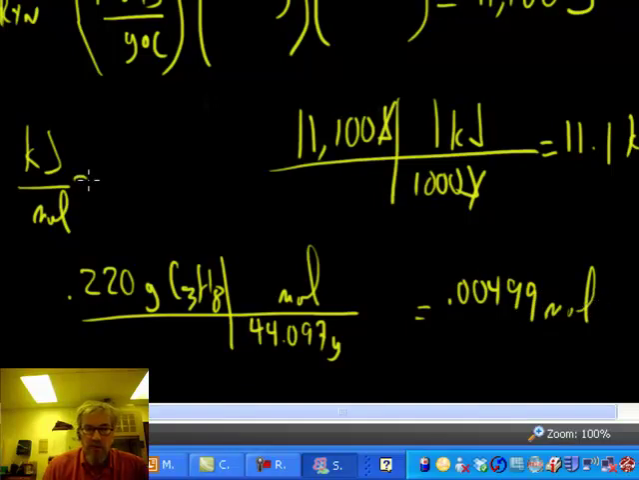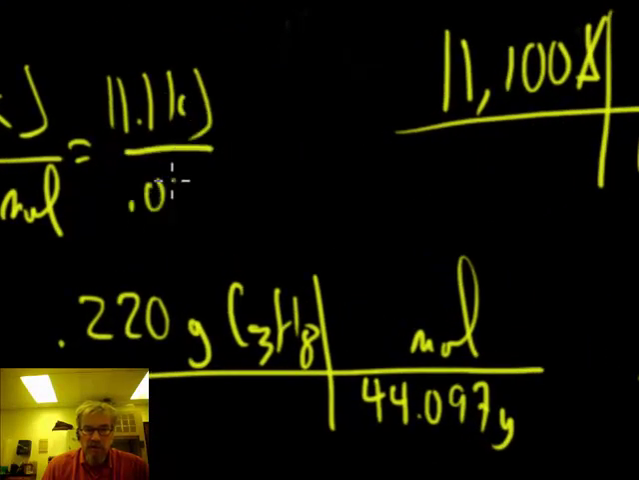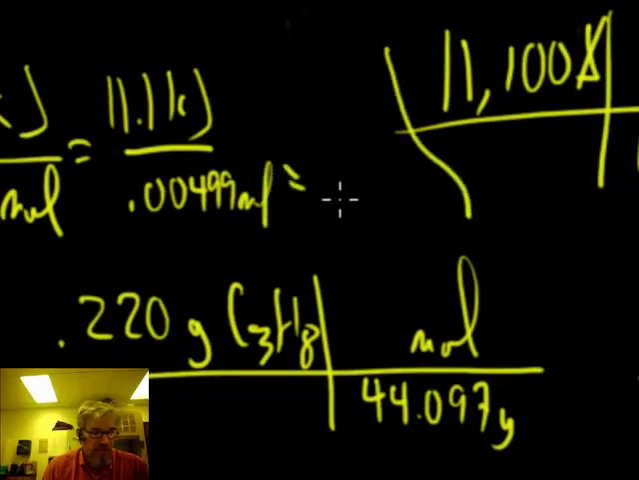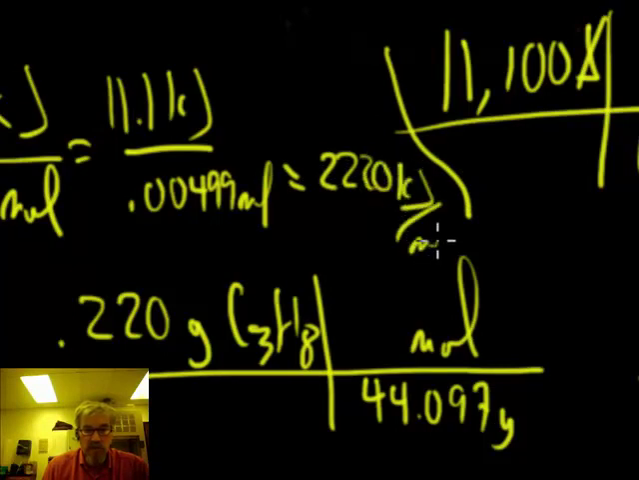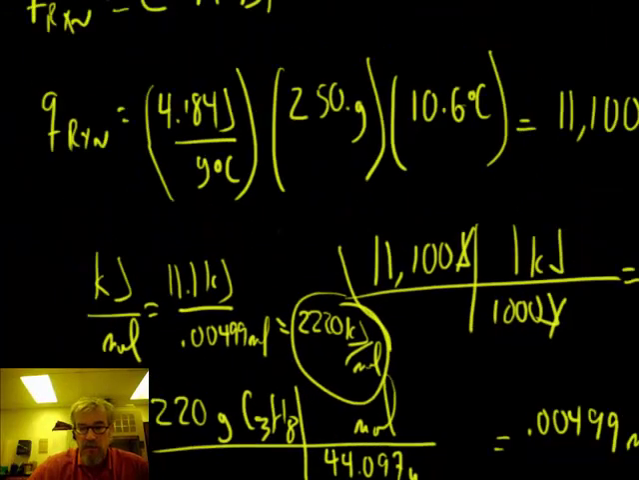So, kilojoules per mole, it's 11.1 kilojoules per 0.00499 moles, and that works out to 2,220 kilojoules released for every mole of propane. For the system, that would be a negative number because the propane gave energy off to the surroundings. For the water, that's a positive number, the surroundings, because energy was given to the surroundings.